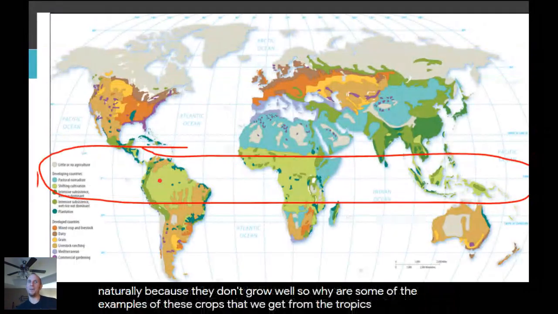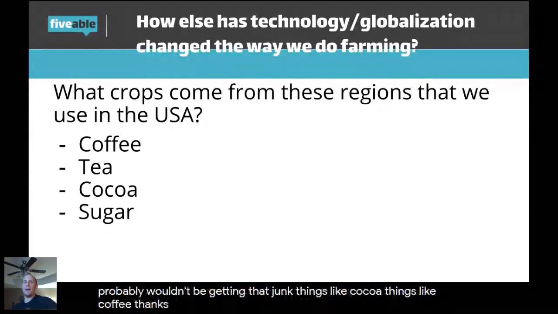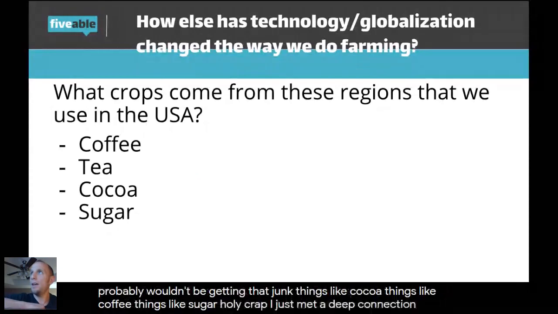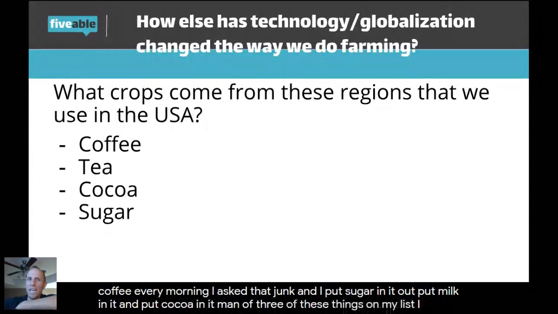Oh, snap. I couldn't imagine South Carolina without sweet tea. But if you weren't getting that from somewhere else, we probably wouldn't be getting it. Things like cocoa, things like coffee, things like sugar. Holy crap, I just made a deep connection. I drink coffee every morning. I ice it and I put sugar in it, and I put milk in it, and I put cocoa in it. Of 3 of these things on my list, I eat 3 of them every single morning.